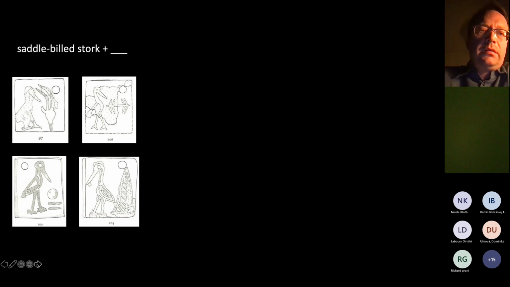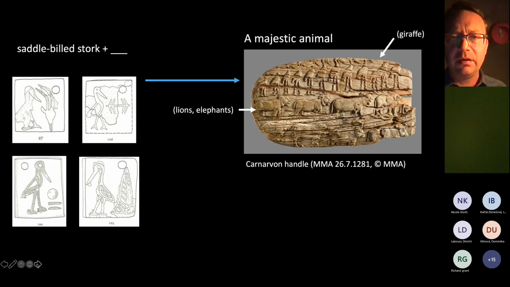And here, perhaps the most spectacular example, the saddle-billed stork, which within the UJ tags can be combined with no less than 4 different signs. My first observation is to see here, for example, on the Carnarvon handle, that a stork is a very majestic animal. That's true in nature, but that is also how it was seen in the late 4th millennium. Here you have it associated with lions, elephants, and giraffes, which says something about ancient perceptions of the saddle-billed stork.